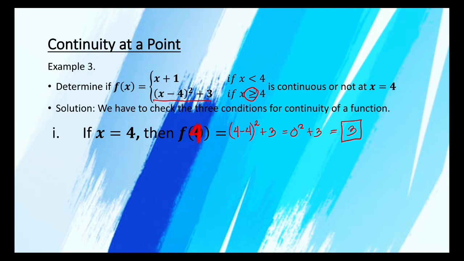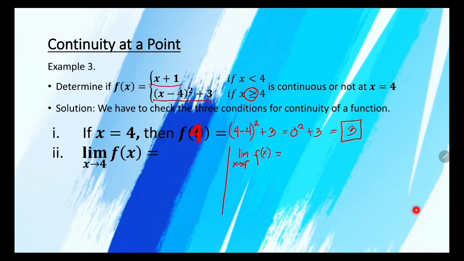How about the second condition? The limit of f of x. Notice this is a piecewise function, so we look at the left side and right side of our function. Since it is 4, we look at the left of 4 and right of 4. So the limit of f of x as x approaches 4 from the left, or 4 negative. For 4 from the left, that is less than 4, so we use the x plus 1.